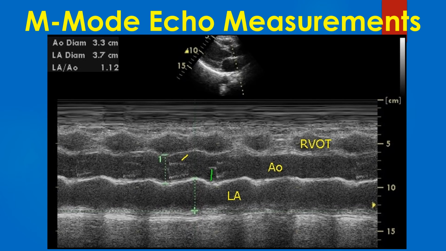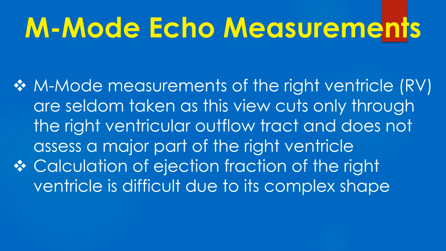This image illustrates the measurement of aorta and left atrium by M-mode. Aortic dimension is measured in end diastole, while left atrial dimension is measured in end systole. M-mode measurements of the right ventricle are seldom taken as this view cuts only through the right ventricular outflow tract and does not assess a major part of the right ventricle.